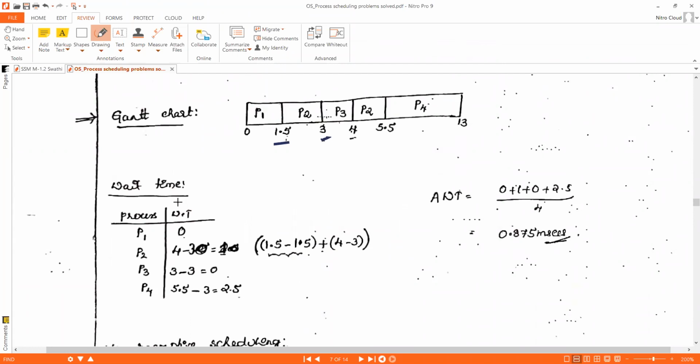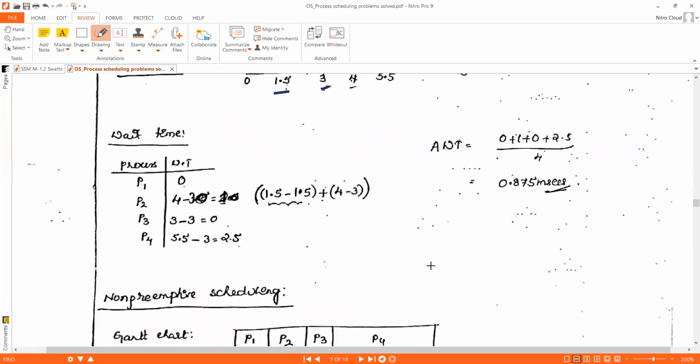Now, after calculating the waiting times, we find the average waiting time. That is the sum of all the waiting times divided by the total number of processes. That is 0 plus 1 plus 0 plus 2.5, divided by the total number of processes, which is 4. We get an average waiting time of 0.875 milliseconds.